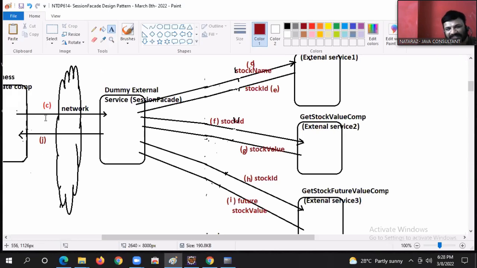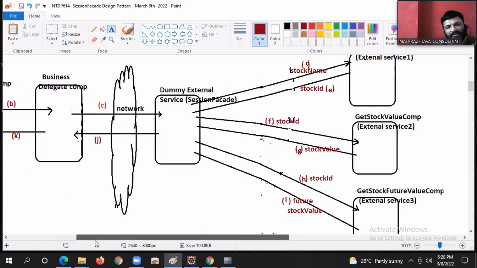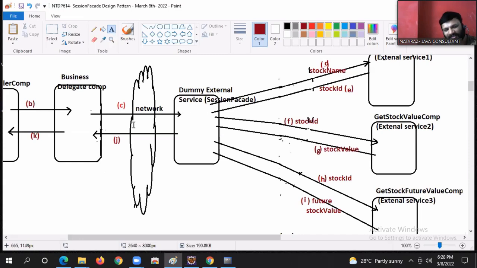But at least the business delegate is not having a network round trip now, my dear. Think in that angle. Okay, definitely performance is improved, right? Do I need to have multiple round trips? Only one round trip, and it will talk with the other things, right? Performance has definitely increased. Improved or not improved? Only one network round trip, and it is talking with the three components, right?